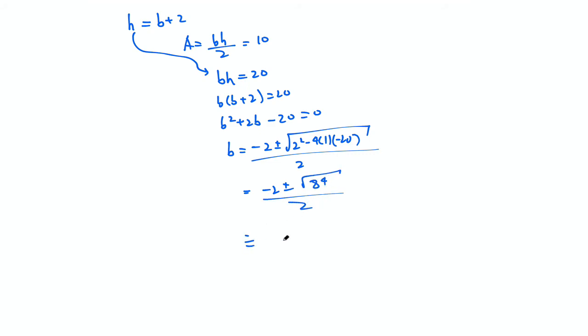Okay, so you can estimate this to be these two values. But clearly, right, we can't take a negative base, so we have that the base must be 3.58 units long.